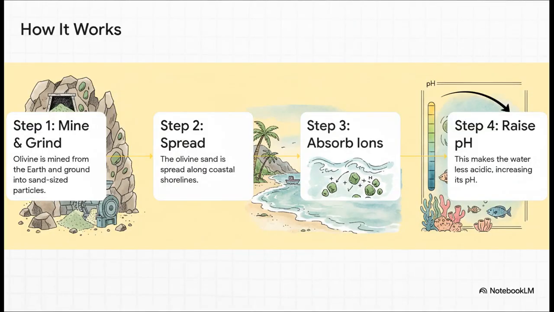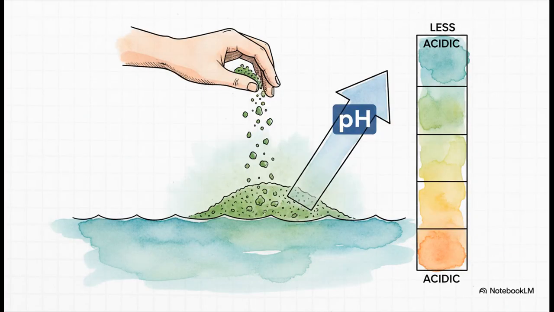So how does it work? Well, the process itself is surprisingly simple. First, you mine the olivine, then you grind it up into sand, and then you just spread it on coastlines. But here's where the magic happens. Once it's in the water, the olivine basically acts like a sponge, soaking up the hydrogen ions that make the water acidic. And when you take those ions out of the equation, the water becomes less acidic. It actually raises the ocean's pH. So remember that downward trend we saw in the very first chart? This process could actually help reverse it. And there's your answer for question 4. Olivine helps heal the ocean by raising its pH.